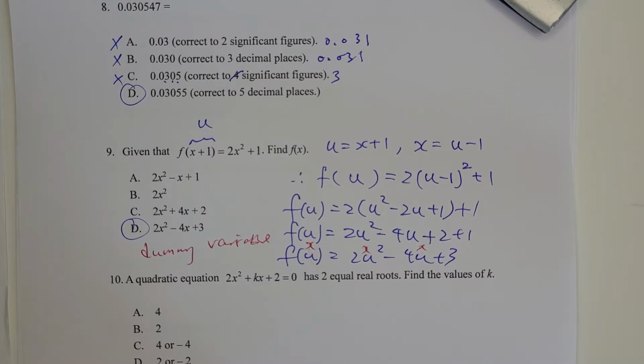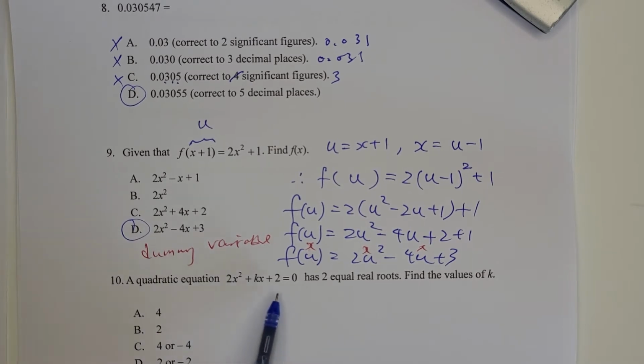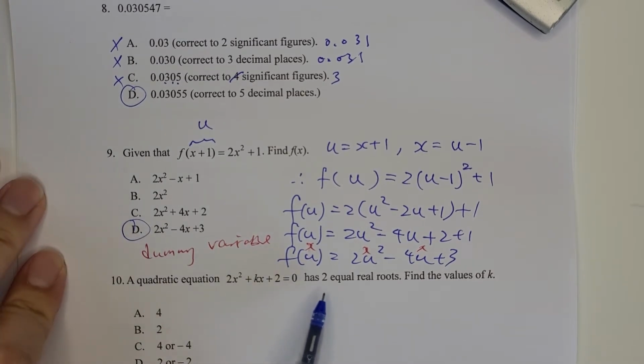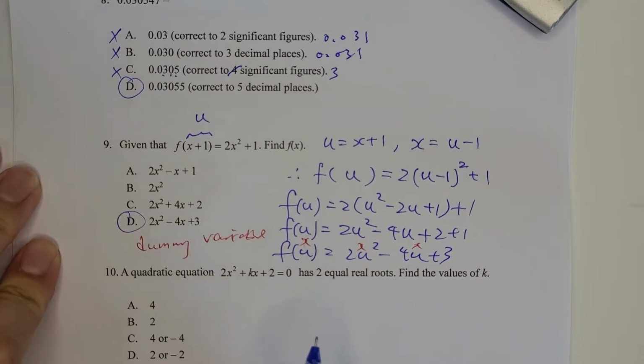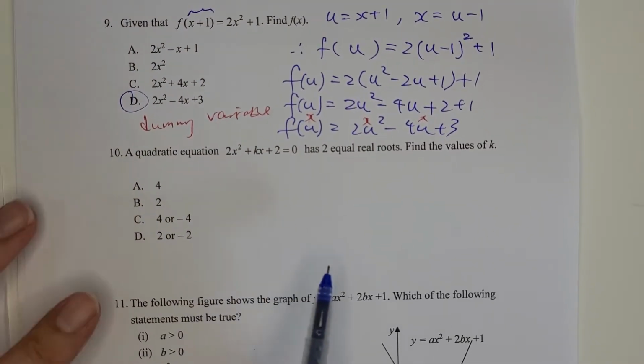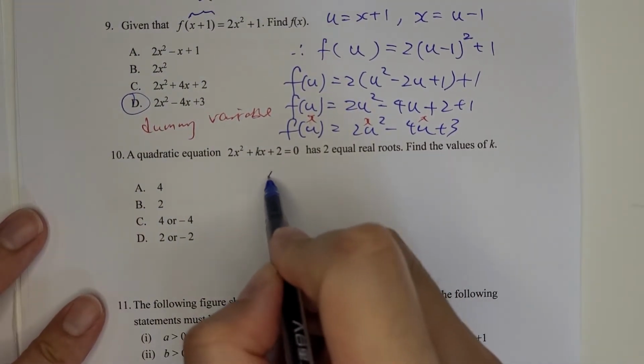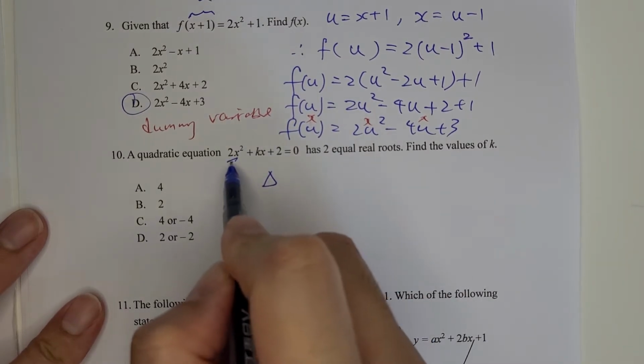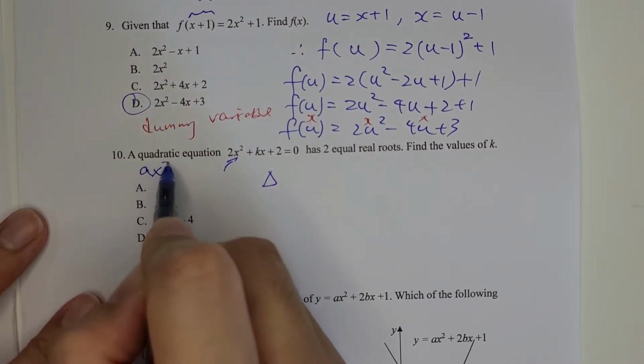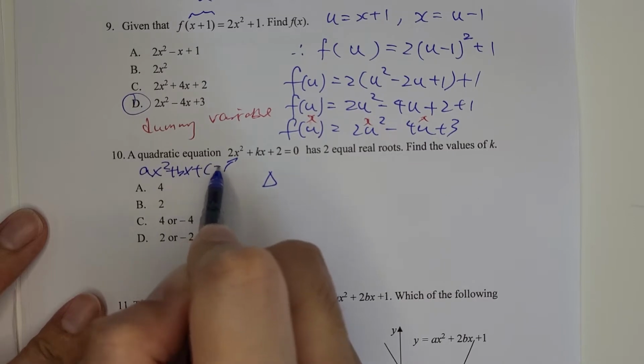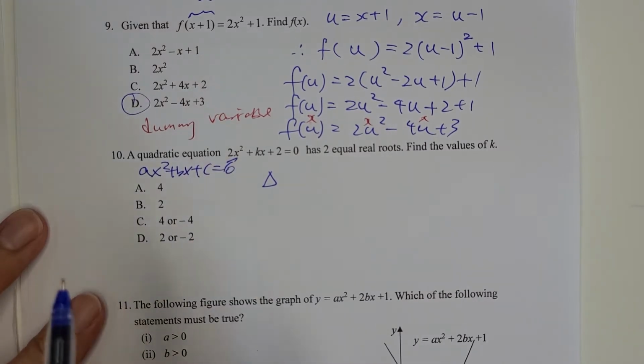So go to question number 10. A quadratic equation, okay. 2x squared plus kx plus 2 equals 0 has 2 equal roots. Find the value of k. That's quite a straightforward question, but just one reminder is, before you are using delta, you need to make sure that the equation is in standard form, ax squared plus bx plus c equals 0. That's the only thing you need to check.